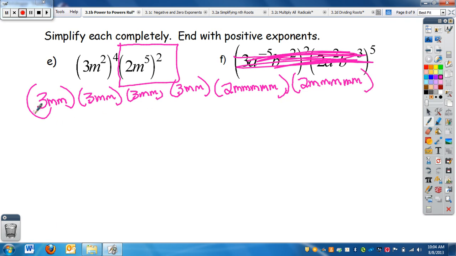Alright, so numbers we just multiply together. So you have 3 times 3 times 3 times 3, which is 81. So I know I have 81. And 2 times 2 is 4. So 81 times 4 is 324. And then how many m's? I have 2, 4, 6, 8. And then I have 10 here, so that's m to the 18th.